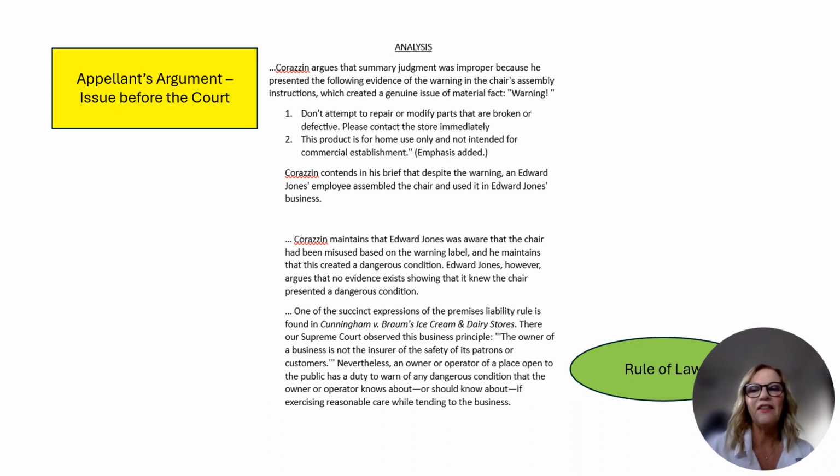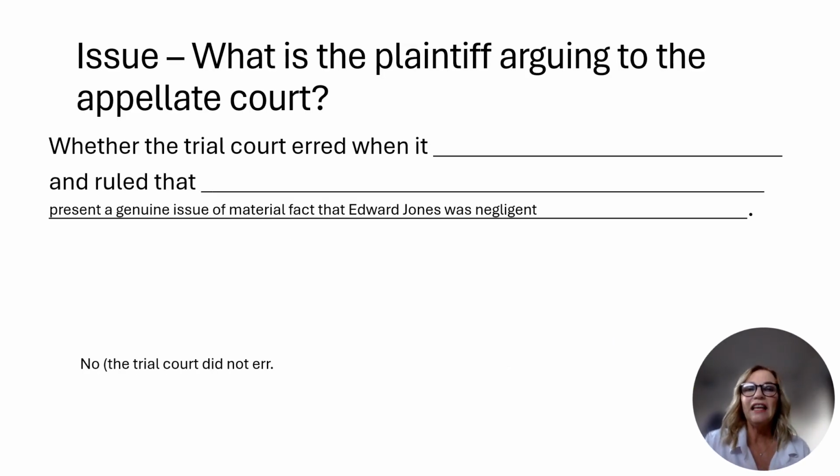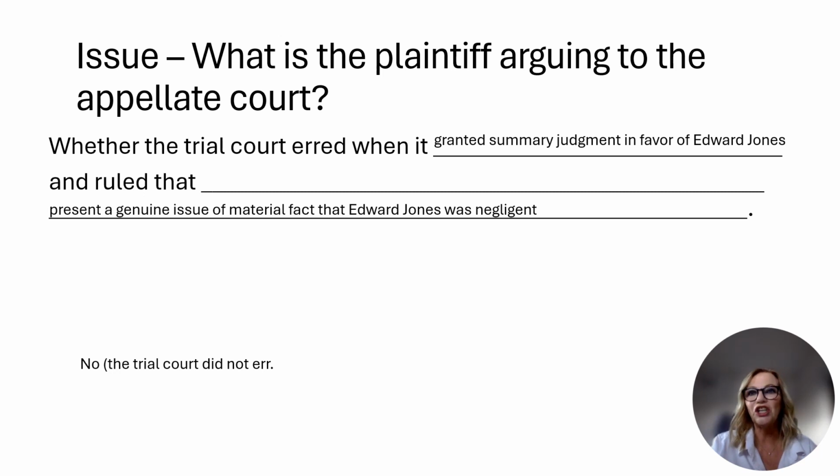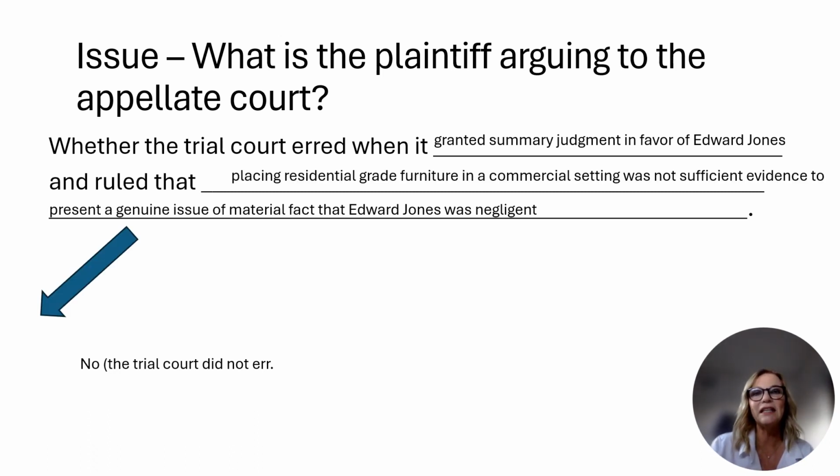Okay, and then we're going to see the rule of law. But before we look at that, what we want to do is look at the issue. So what is, and ignore that last line for a second, I'm sorry, it shouldn't be in there yet, but what is the plaintiff arguing? Well, the issue is really whether the trial court erred when it blank. So put whether the trial court erred when it what? Granted summary judgment in favor, but that's not enough. What did they say? Why did they grant it? Well, in this case, they ruled that placing residential grade furniture in a commercial setting was not enough evidence to present a genuine issue of whether they were negligent or whether they owed a duty, okay?